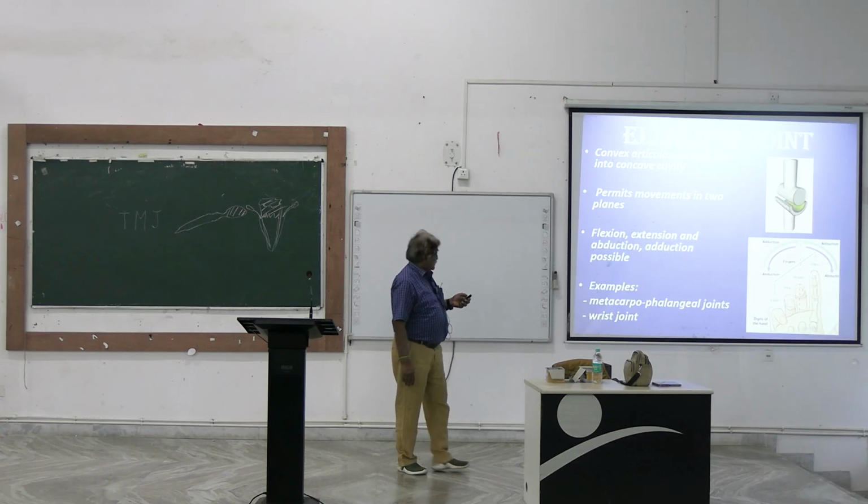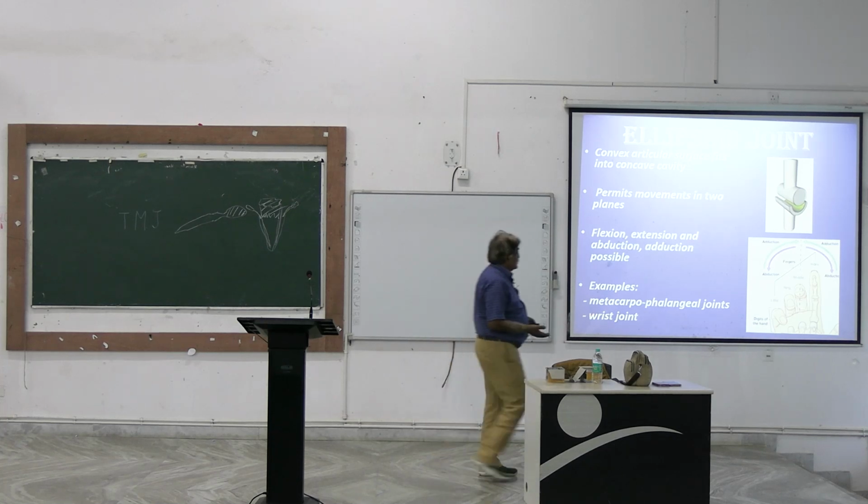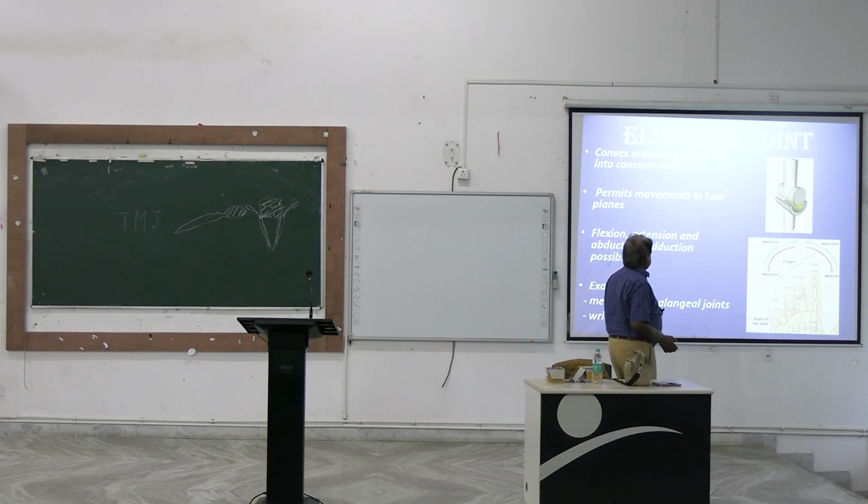Now, ellipsoid joint: a convex articular surface fits into a concave cavity. It permits movements in two planes: flexion, extension, abduction and adduction. Example, metacarpophalangeal joints and wrist joint. You can see the ellipsoid joint here. This is adduction, this is abduction. This is the index finger, middle finger, ring finger, digits of the hand.